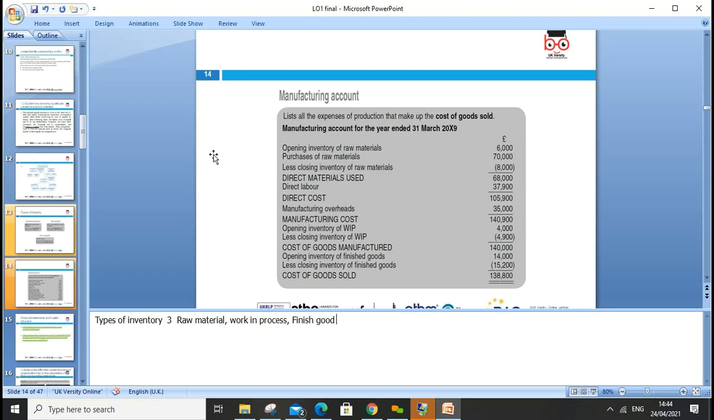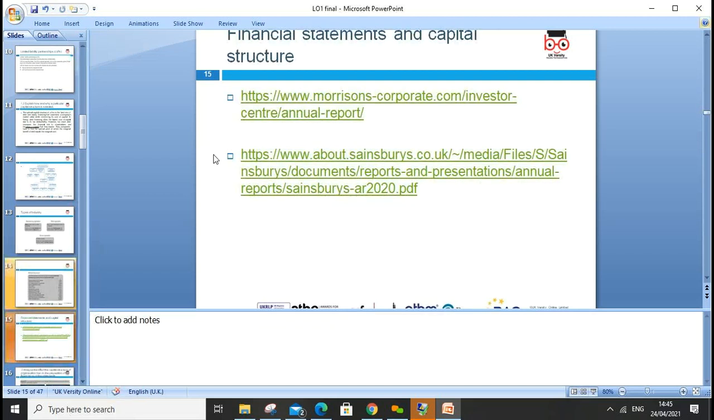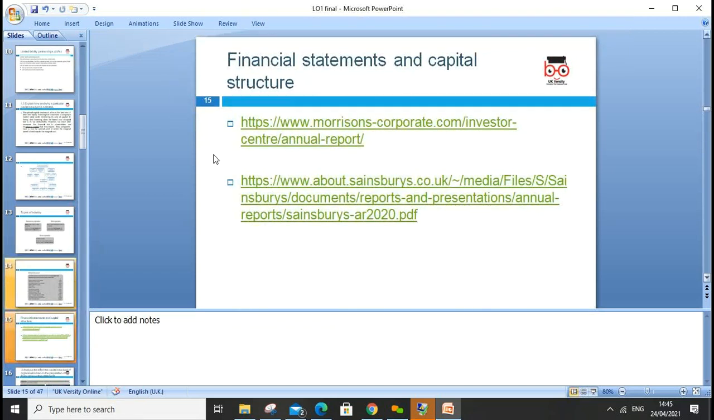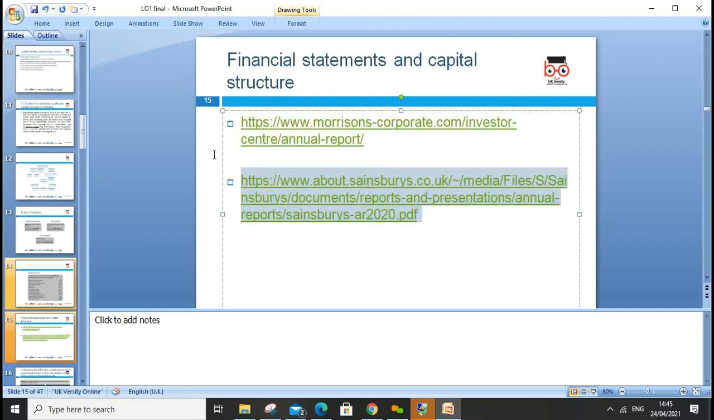So that's the way we can do it, and this figure we can use for the balance sheet, statement of financial position, and statement of comprehensive income. I included two company statements which we can explore for their statement of comprehensive income, Morrison and Sainsbury. So it's just a matter of copying the link, and we can look around.